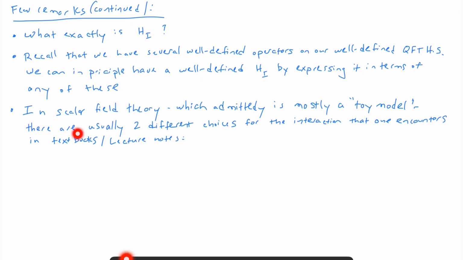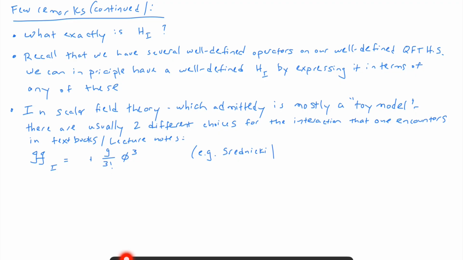And remember, scalar field theory, which admittedly is still kind of a toy model, gives us huge insights into things, and we'll modify it in a little bit of time as we continue in QFT1 to represent real things like electrons and photons. But in scalar field theory so far, there are usually two different choices for the interaction that one encounters in textbooks and lecture notes, and we're just going to pick one of them. One of the classic ones you'll see for HI, technically for the Hamiltonian density I, is some phi third factor, where you take the phi operator, which is very well defined.